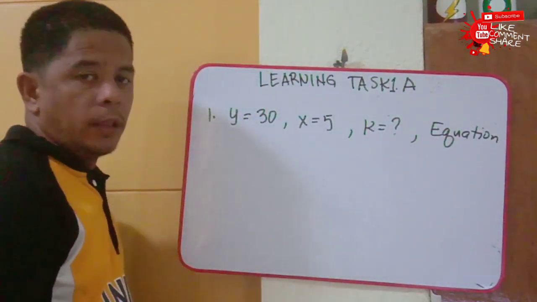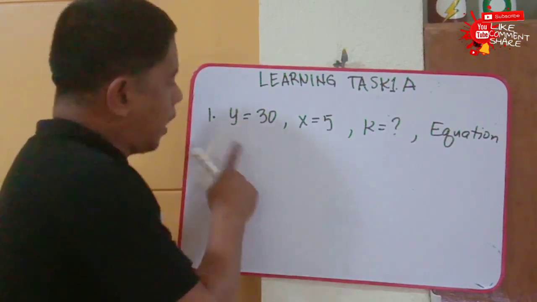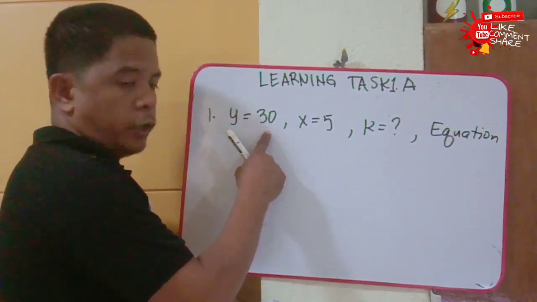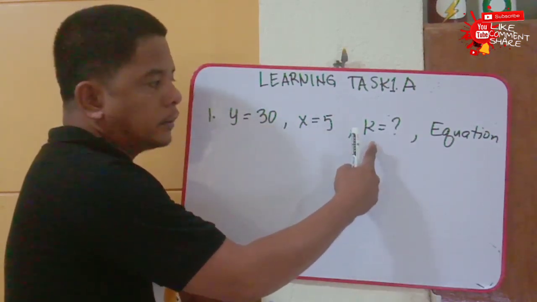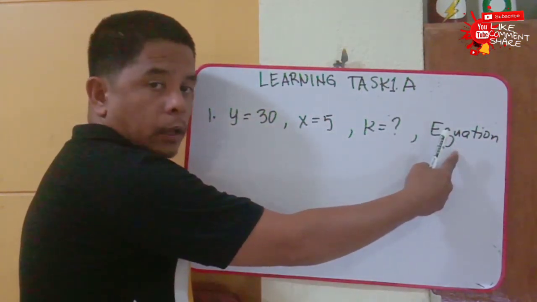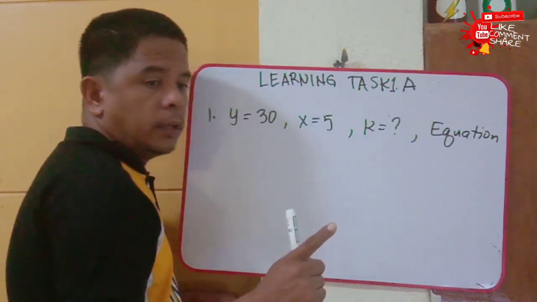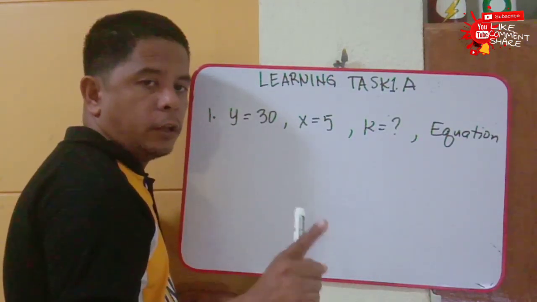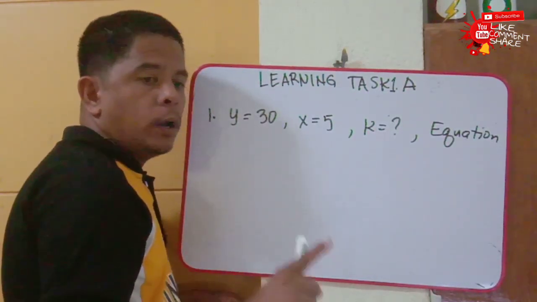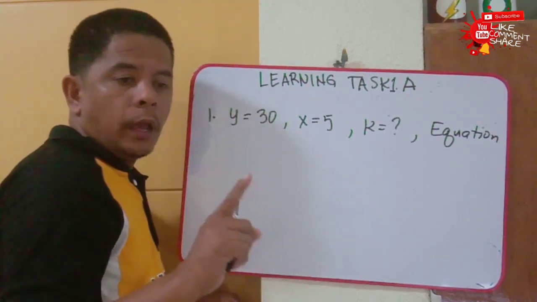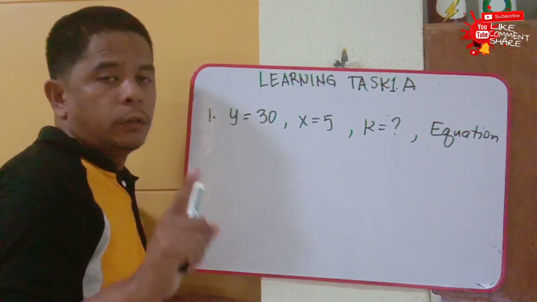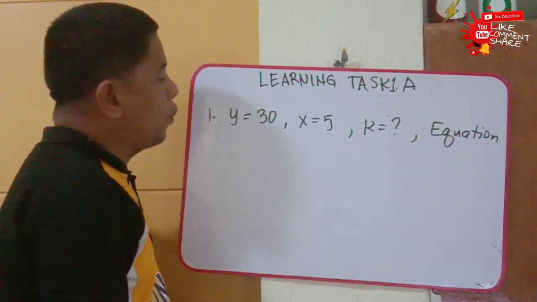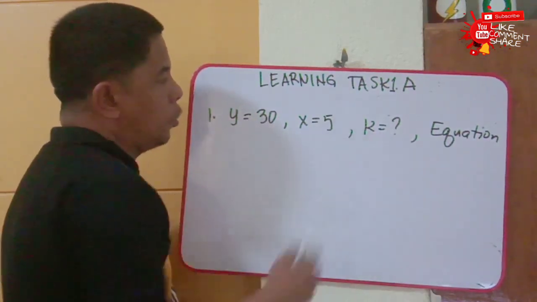Okay, learning task 1, letter A. Dalawa lang yung pinili ko. Number 1: y equals 30, x is 5, what is k, and what is the equation. And then in letter A, the fourth row: y is 72, x is missing, constant is missing. Yun yung gagawin natin. Okay, for number 1, what is the constant?